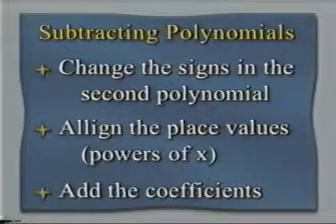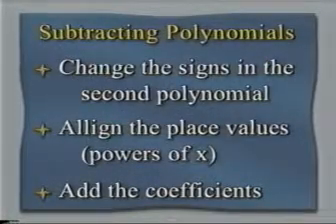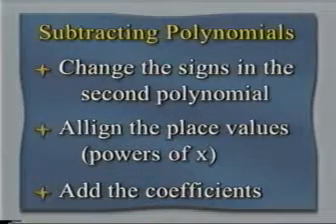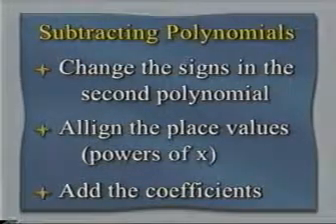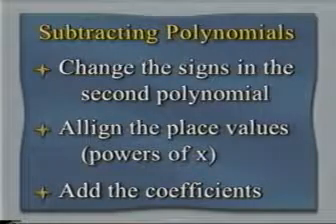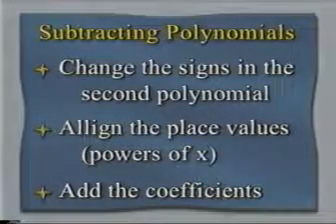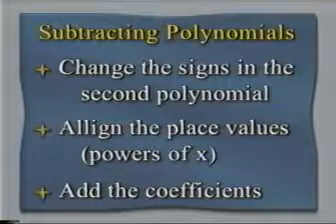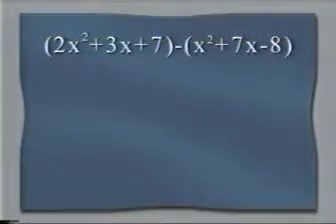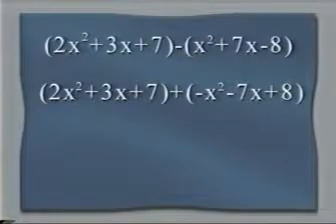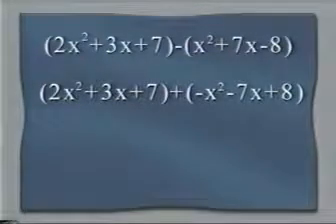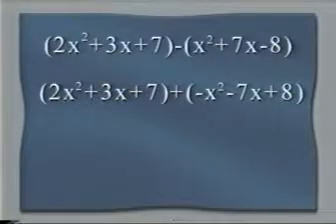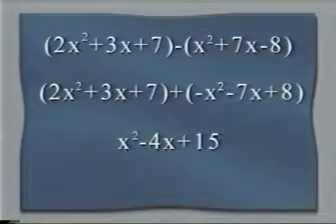Subtracting polynomials, no different. Again, we can change all the signs in the second polynomial and add. Our rule for subtracting integers was change the sign. Here we have a sign for each monomial term, so we change all the signs in the second polynomial, the one we are subtracting. And therefore, 2x squared plus 3x plus 7 minus (x squared plus 7x minus 8) can be rewritten as the first polynomial as it is, but then plus negative x squared minus 7x plus 8. We changed all the signs in the second polynomial. Now we add, and we get x squared minus 4x plus 15.